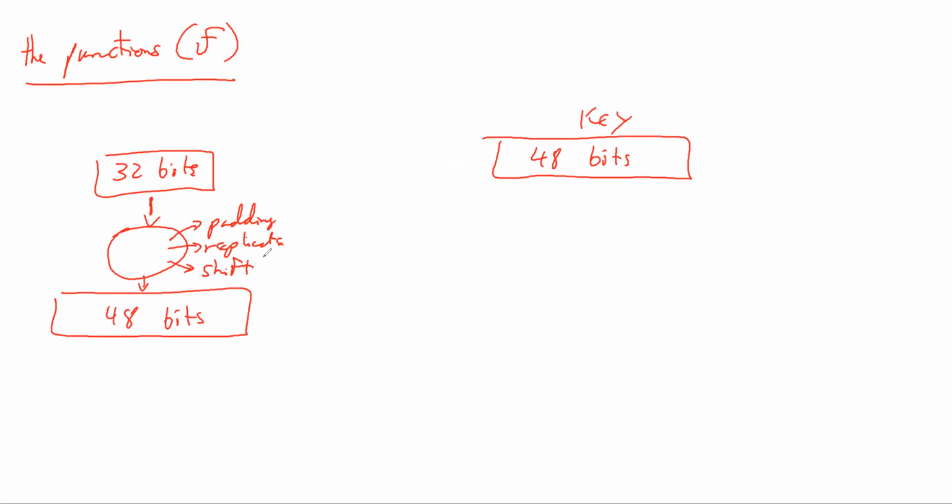And then once you have that in 48 bits, you're going to perform an XOR operation. I'm going to do an XOR, and that gives you an output.